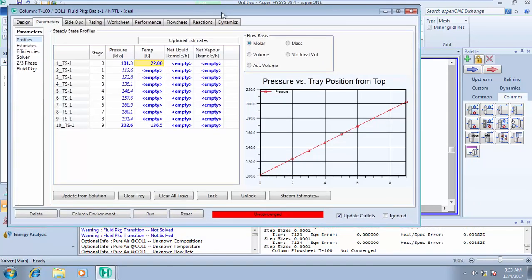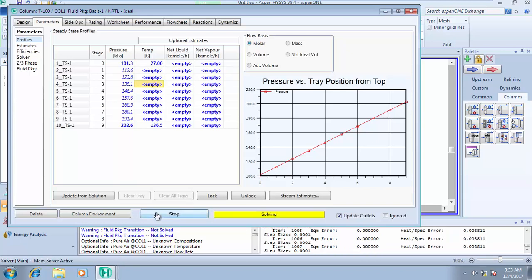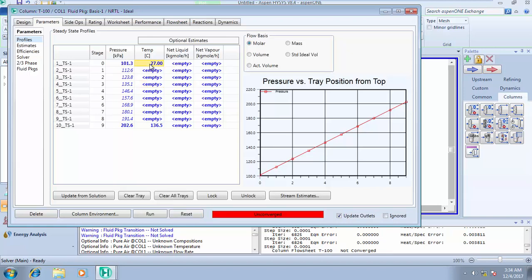Okay, if you check the convergence tab, the equilibrium, that's the one that has to do with material balance, is already okay, but we are working on the heat spec error to give us something that is very close to 0.000. So keep working on this. Okay, so let me try Getty.